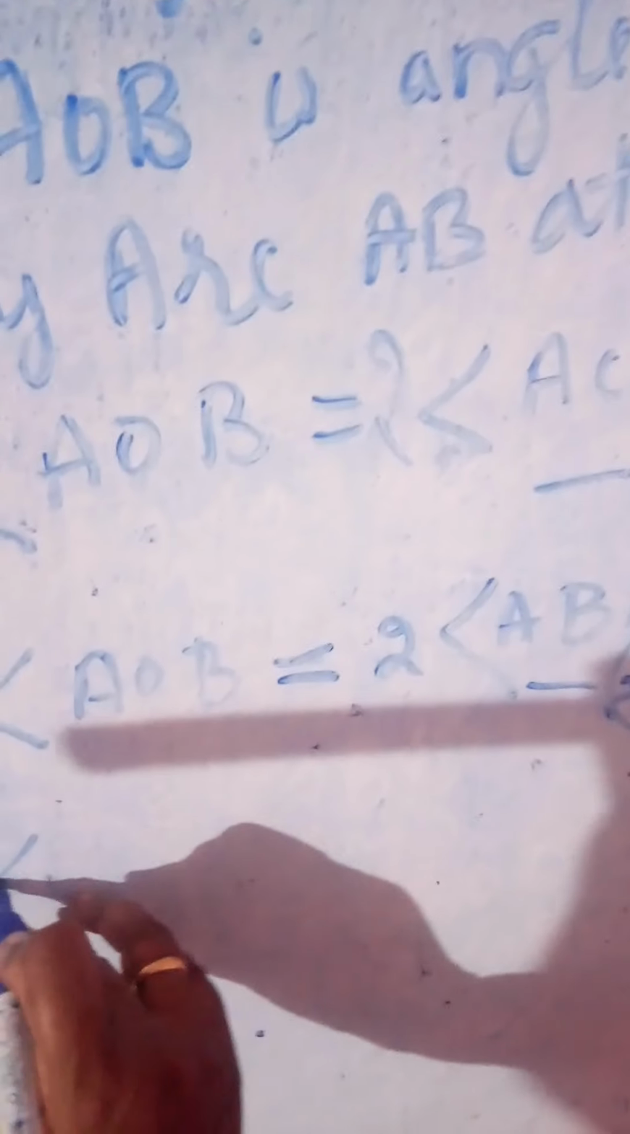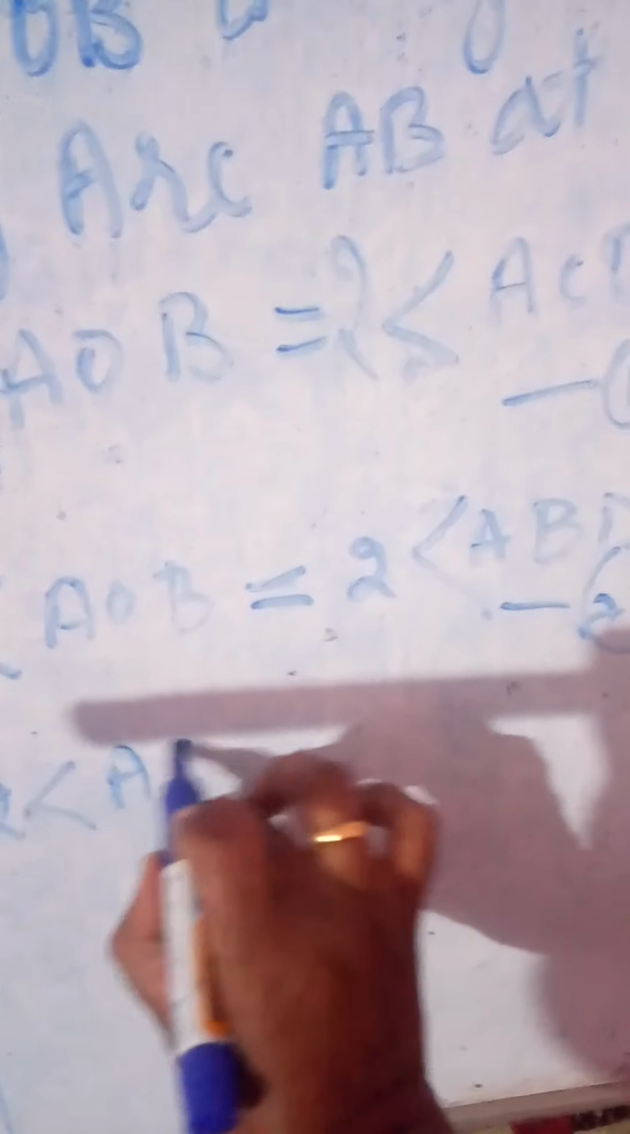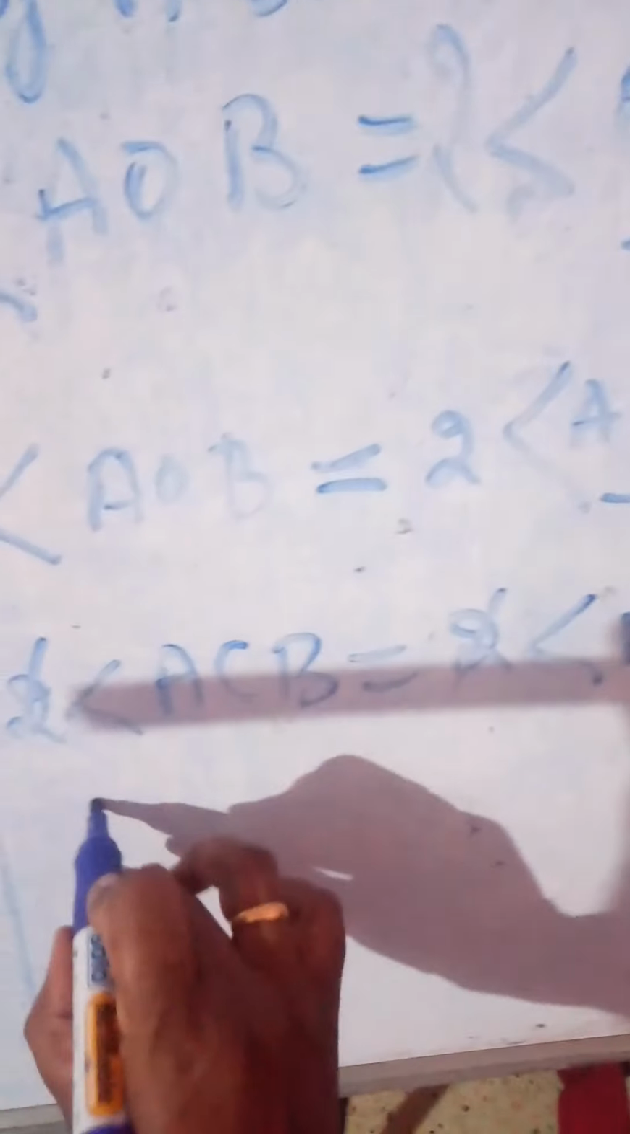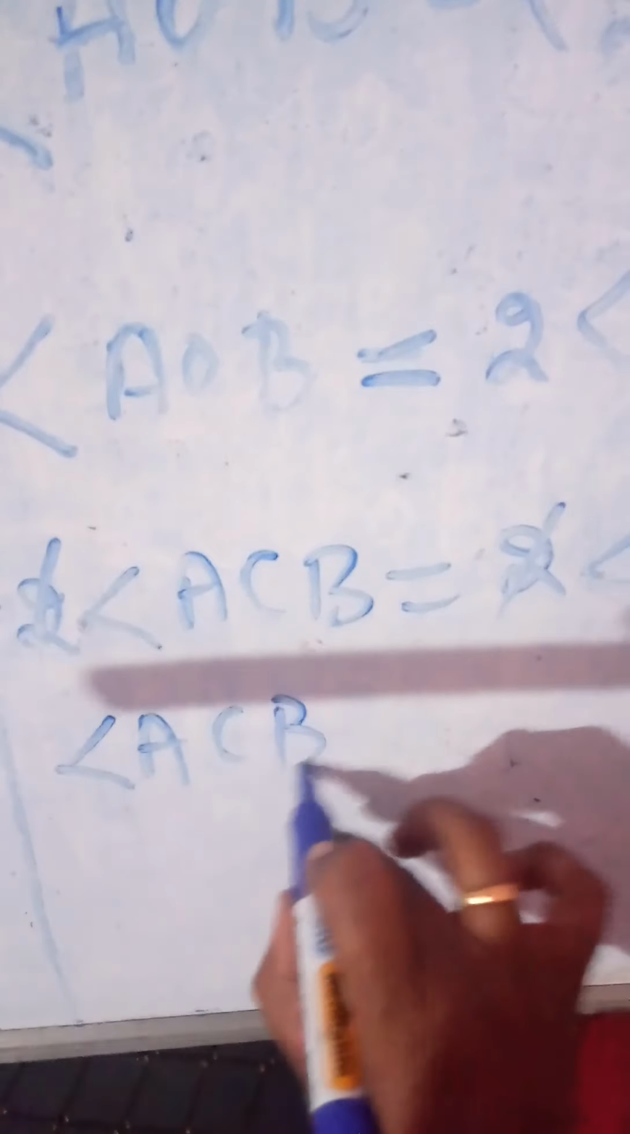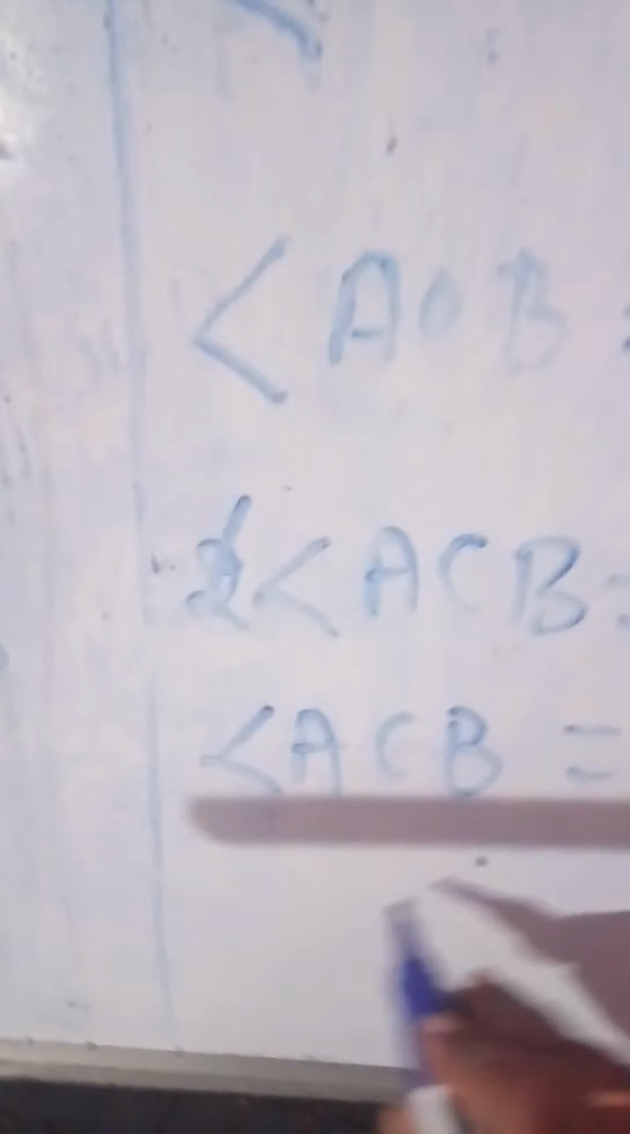From 1 and 2, what we come across is 2 times angle ACB is equal to 2 times angle ADB. If I cancel 2 and 2 on this side, angle ACB is equal to angle ADB. So therefore, what we were trying to prove, that the angles formed in the same segment are equal. Hence proved.